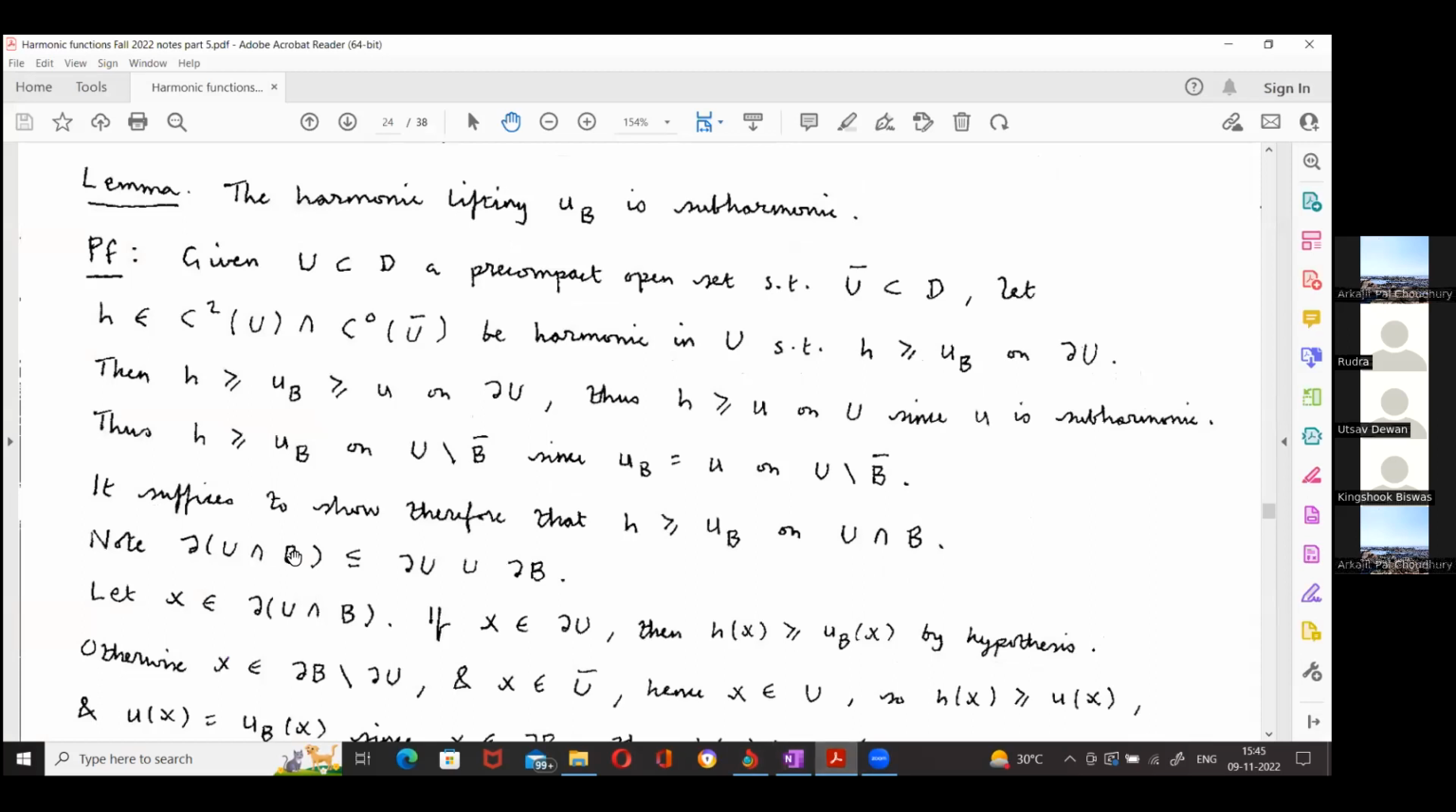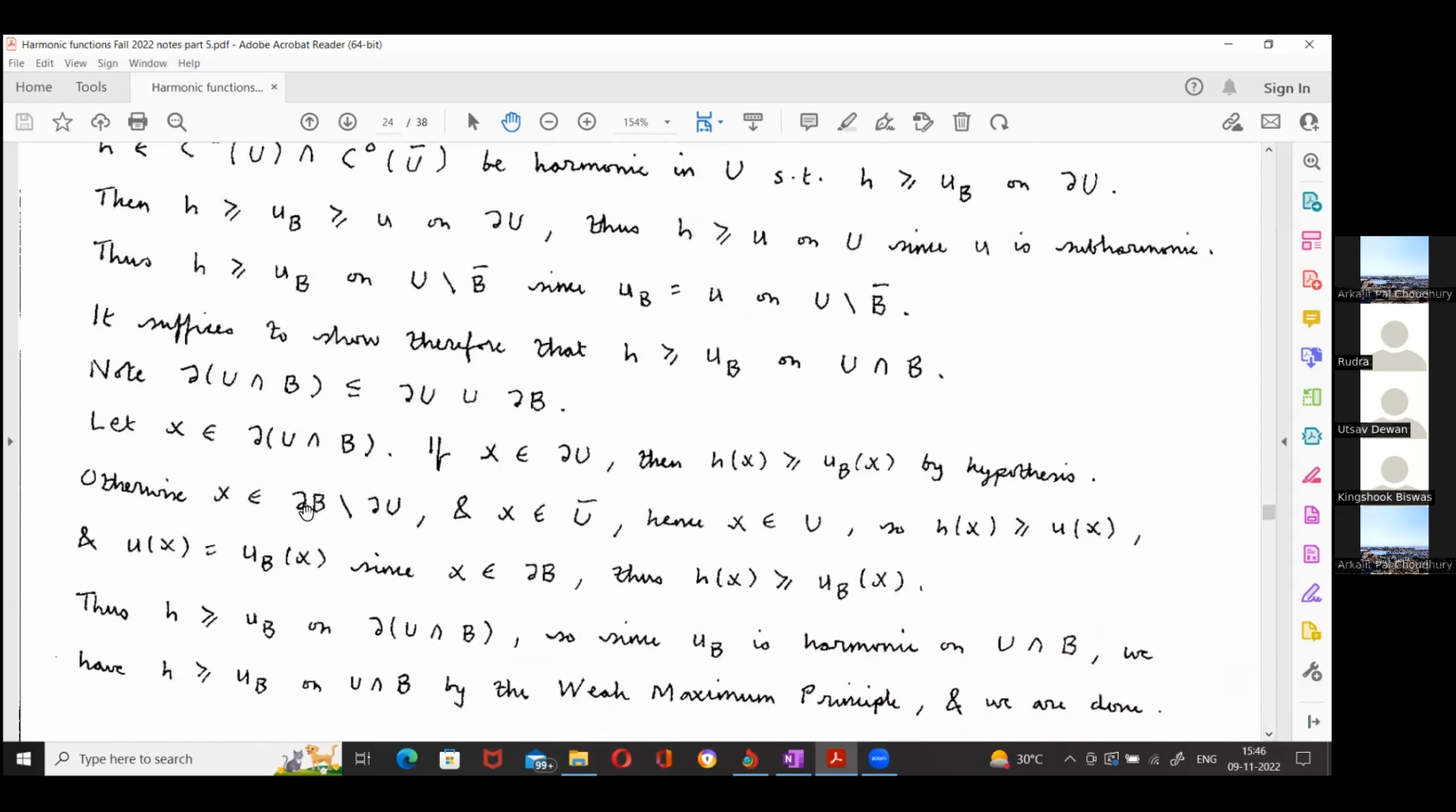Notice that the boundary of U intersect B is contained in boundary U union boundary B. Let x be a point in the boundary of U intersect B. If x belongs to boundary U, then by hypothesis, H(x) is greater than or equal to u_B(x), since we're assuming that H is greater than or equal to u_B on the boundary of U. Otherwise, x belongs to boundary B minus boundary U.